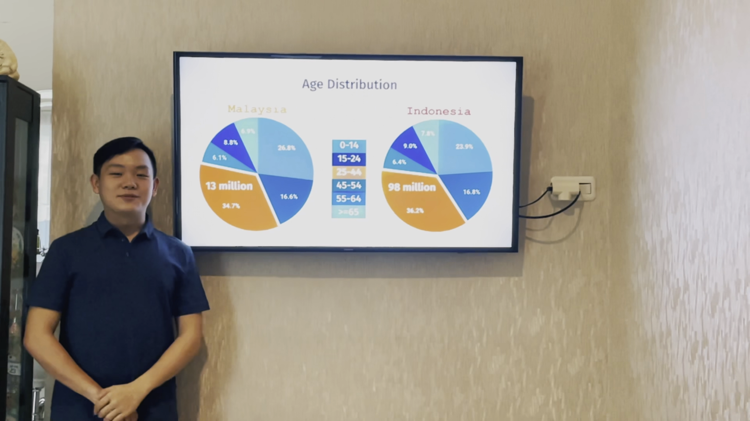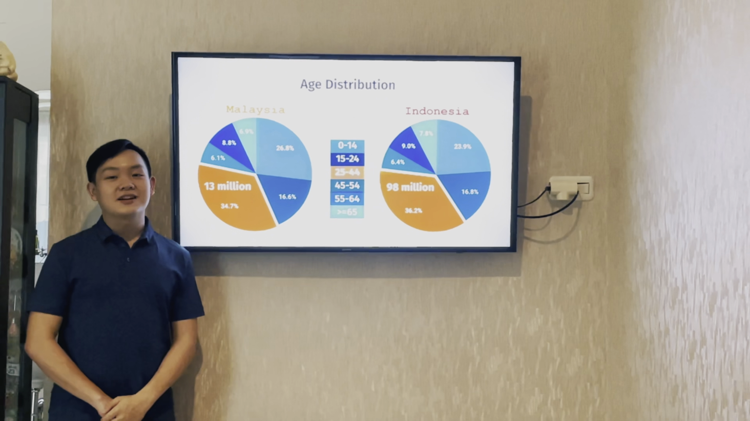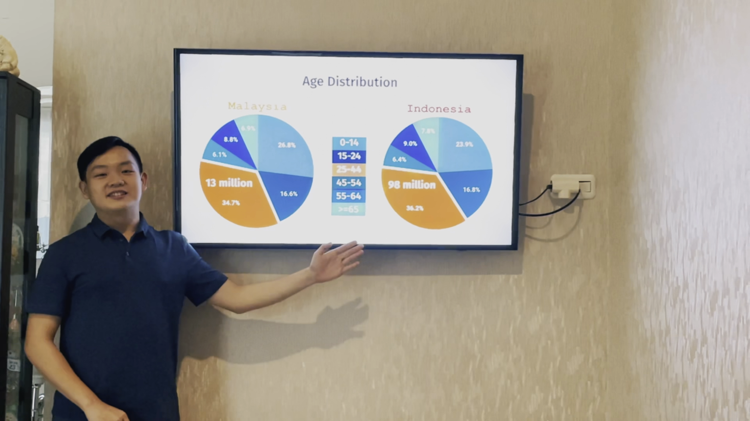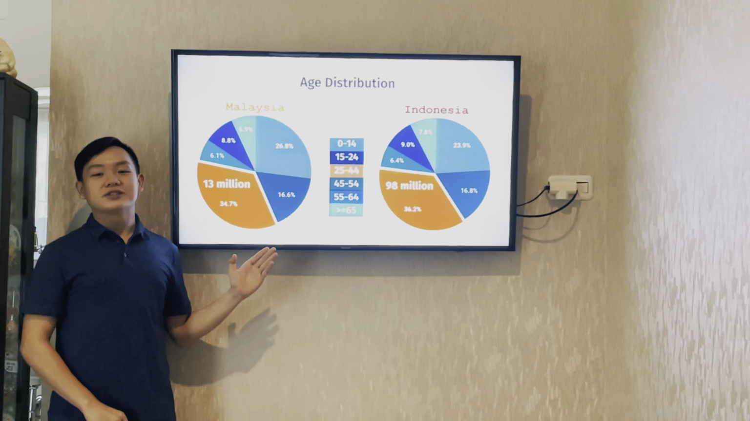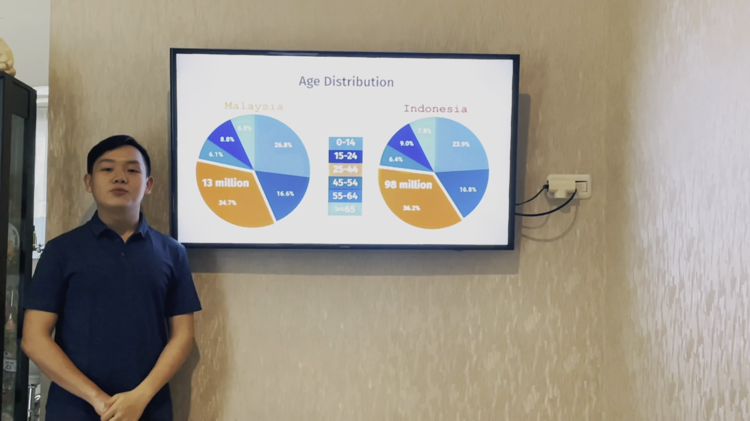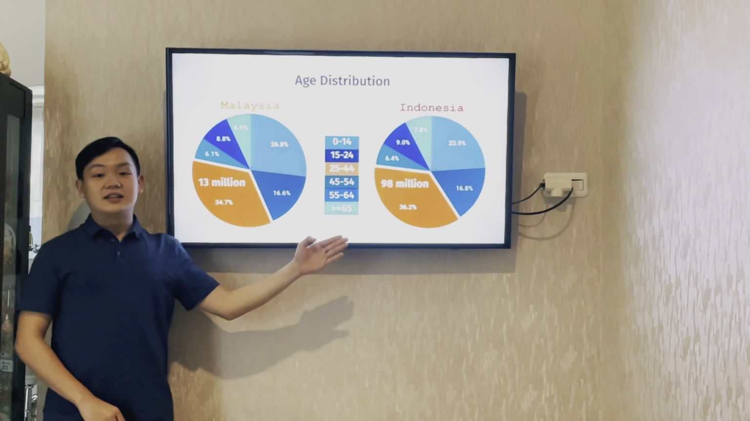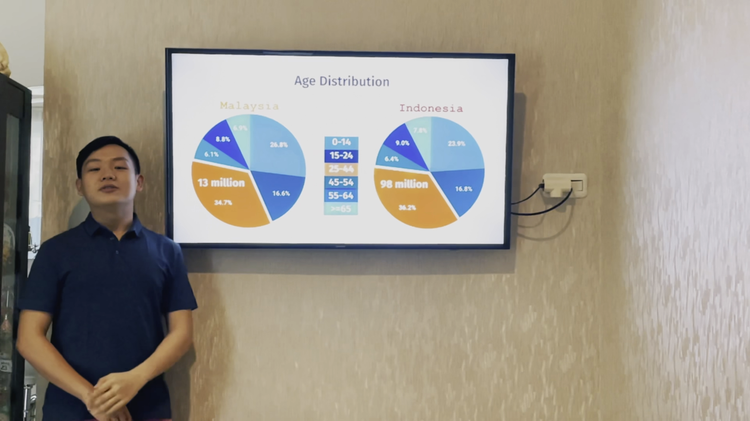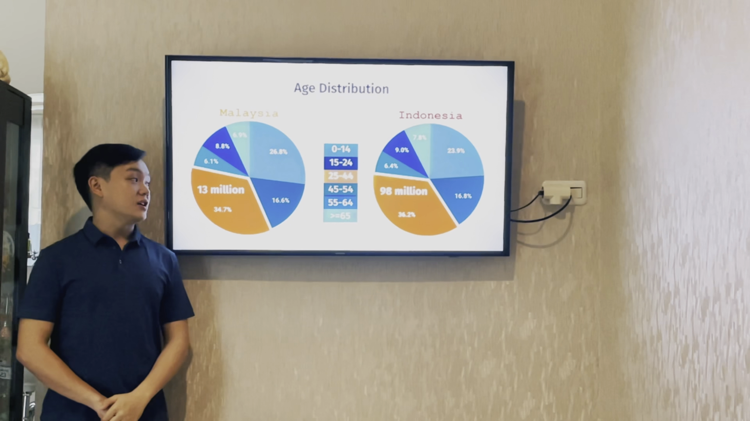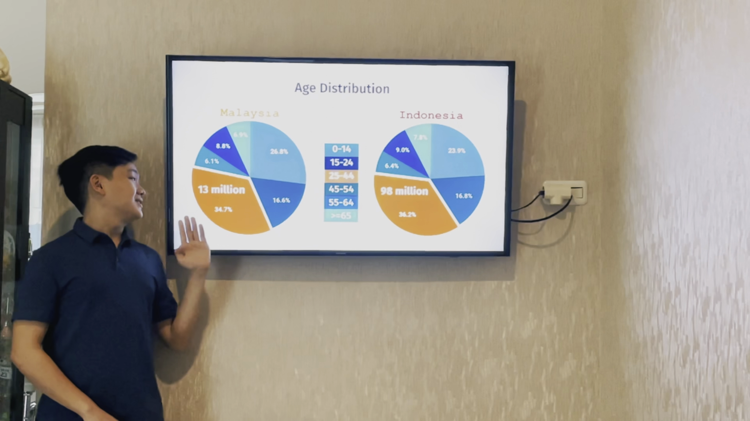And then the third one is the age distribution chart. This pie graph compares the age structure of Indonesia and Malaysia. The right graph stands for Indonesia's distribution, while the left one shows us Malaysia's age distribution. Note that both countries have almost the same percentage of the productive age, which is around 35%. But the main point that you should note is that the same percentage here represents different values for each country. For Indonesia with 98 million and Malaysia with around 13 million.